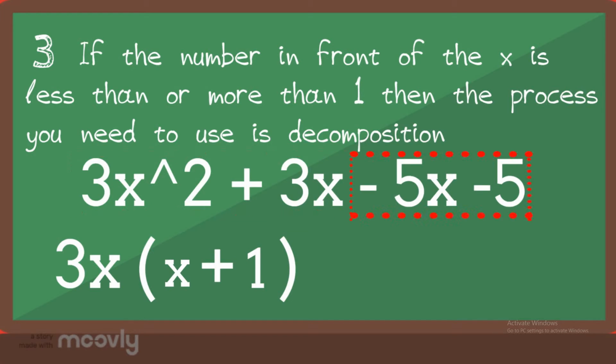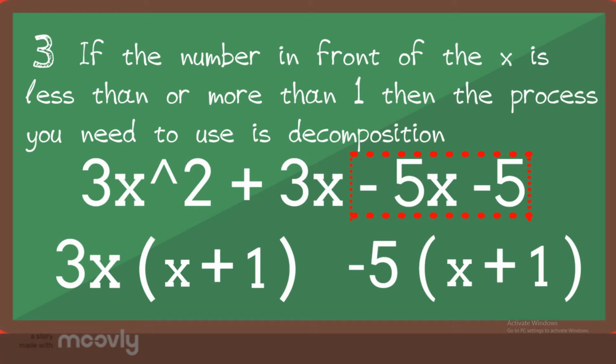We can go on to the second one. Both of them have a minus and both of them have a 5. So on the outside of the bracket, we will have minus 5 because this applies to both. Minus 5 multiplied by x gives you minus 5x, and minus 5 multiplied by positive 1 gives you minus 5.